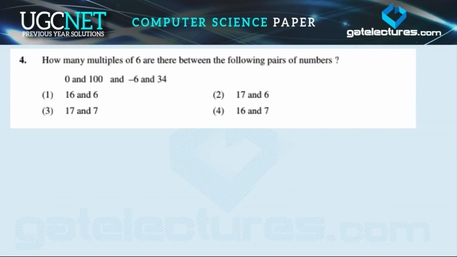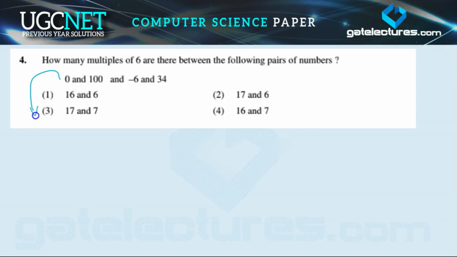Now question number 4 is: how many multiples of 6 are there between the following pairs of numbers, 0 and 100, and minus 6 and 34? So you have to find the multiples of 6. According to me, you can solve this question manually because they are not giving you such a huge range. For 0 to 100 you can easily find the number of multiples of 6. So this will be easy for you.